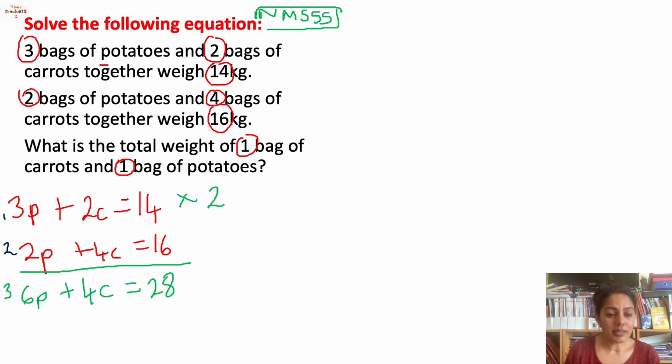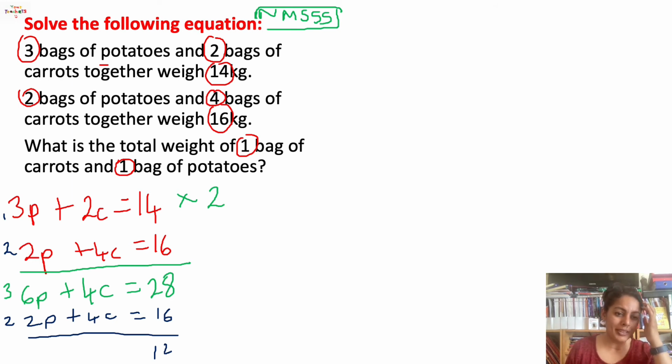So I'm going to subtract it from 2p plus 4c equals 16, and I'm going to take that away. So 8 take away 6 is 2. 2 take away 1 is 1. And here 4c take away 4c is nothing. 2p take away 2p, 6p take away 2p is 4p.